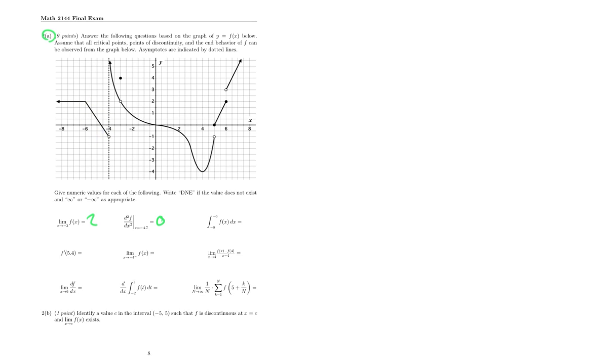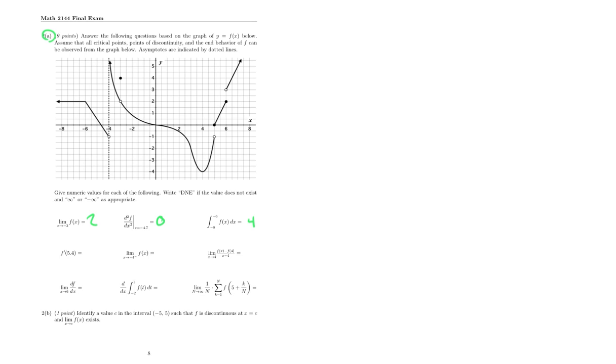Next one, we're going to be taking the integral from -8 to -6 of f of x dx. So we're going to be sort of calculating this area in here. And we can see that it's a nice square. So we just use basic geometry and we say, okay, our width is 2, our height is 2. So if we integrate this, we're going to get 4.